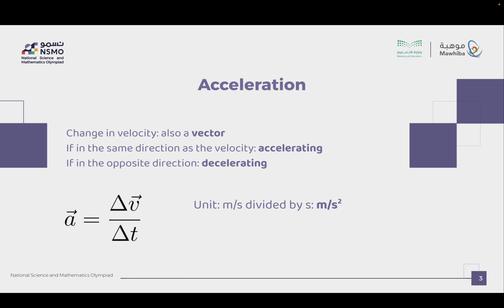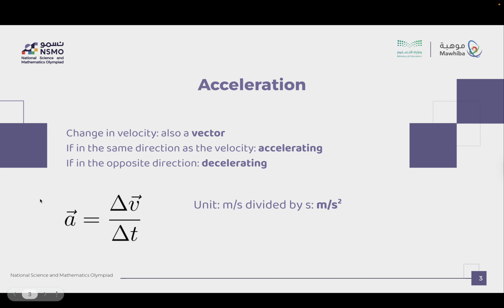In physics, we describe the change in velocity with acceleration. As the velocity is a vector, acceleration will be a vector as well, which makes total sense. The direction of acceleration is important as well. In this video, we will only consider linear motion, but even in this simple case, there are two different cases. First, if the velocity and the acceleration vectors point in the same direction, the object is accelerating, so its speed will increase over time. Second, if the velocity and the acceleration point in the opposite direction, the object is decelerating, so its speed will decrease over time.